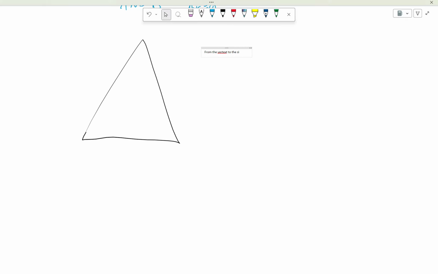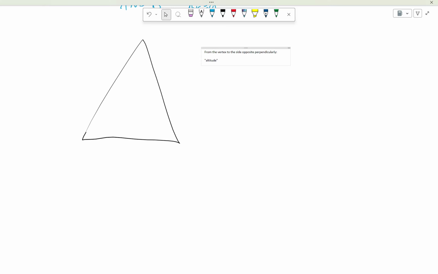Next, and really our last thing, which is our final type of concurrency that we're going to show here. It goes like this. It's from the vertex to the side opposite. Oh man, I'm really struggling here. Okay, vertex to side opposite. There we go. I can spell, I really can. To the side opposite perpendicularly. This is what is called the altitude.